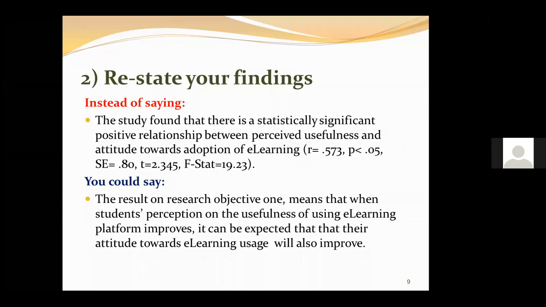Apply the layman test. How would you describe your results to educated people outside the field so that they'll be able to understand them? What I'm saying is tone it down to a layman's language. So you can say, for example, the results on research objective 1 mean that when students' perception on perceived usefulness of using e-learning improves, it can be expected that their attitude towards e-learning will also improve.